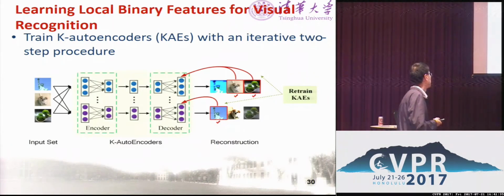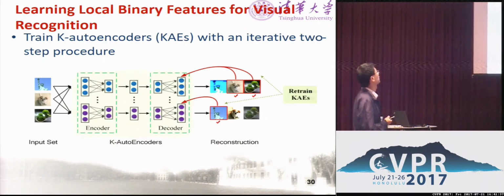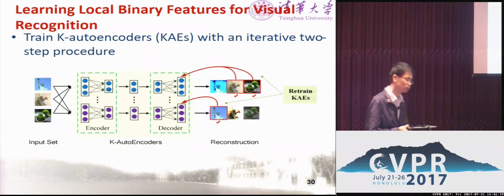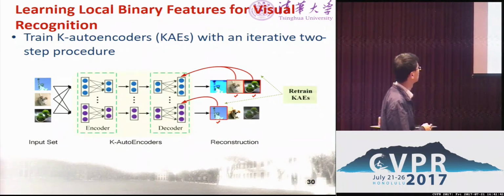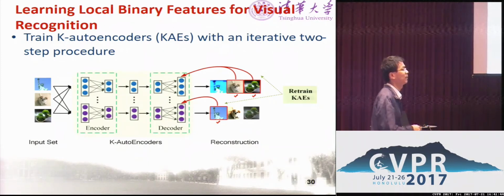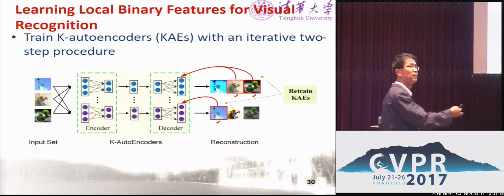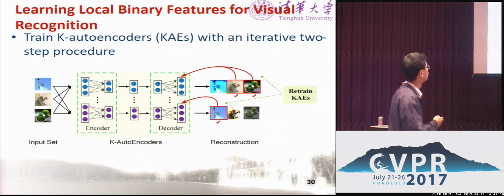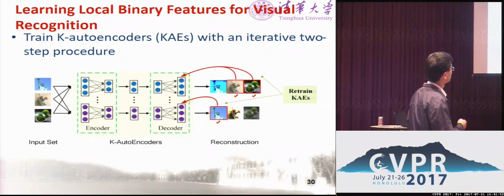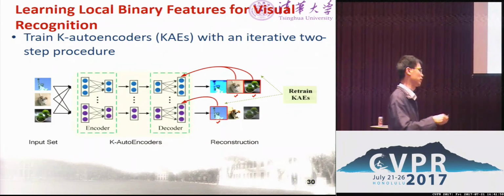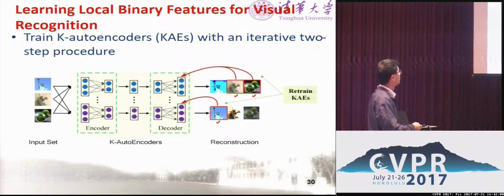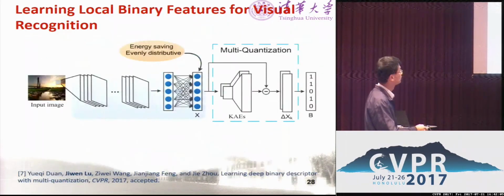In this work, we also proposed a method called K-autoencoder. It's almost similar to K-means, which can cluster the local patches into many groups, and then we can do the clustering or thresholding for different groups. Then we train this model, and then we can retrieve the K-autoencoder for given training samples. So this part is almost the key part of this network.